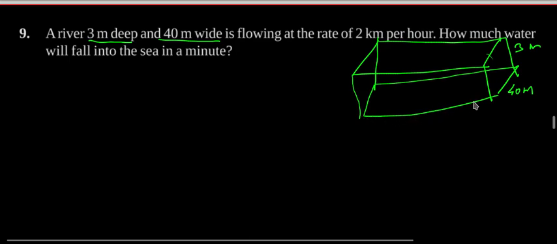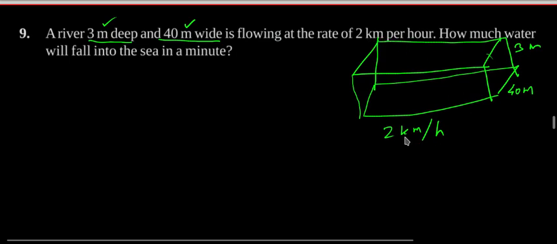So that will become the length. 2 kilometer per hour is the length of the river. So this 2 kilometer per hour we have to convert, because this is only given in kilometer. All other things are given in meter. So this also we will convert into meter itself.